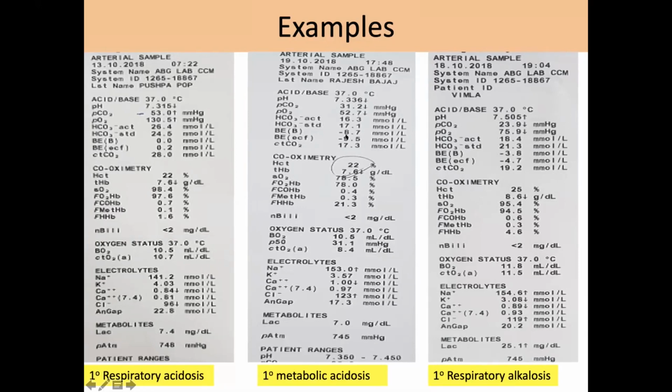Then we take a look at bicarbonate. Bicarbonate, the normal value is between 22 to 26. Let's take 24 as normal. So here also the bicarbonate has decreased to less than 24. So pH, PCO2 and bicarbonate are all moving in the same direction. So here obviously the primary cause is not respiratory and it is metabolic. So this is primary mild metabolic acidosis.